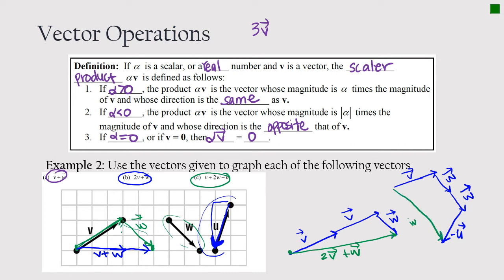So that's v plus 2w minus u. Again, the minus u is the same thing as if I had rewritten this as v plus 2w plus a negative u. The negative just changes the direction. So instead of it going from here to here, we change that and we're going from that to that point. So that's why this was facing in this direction.